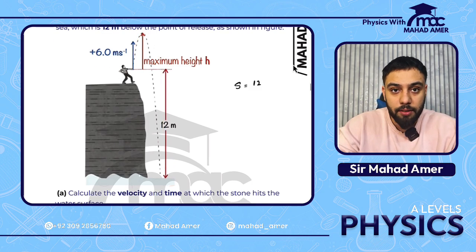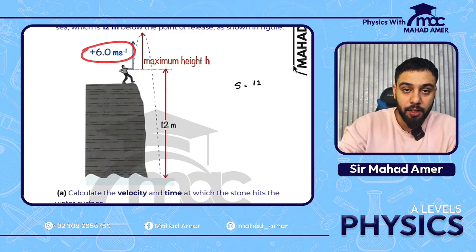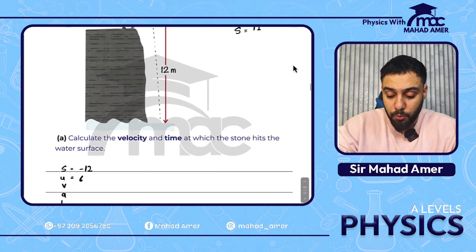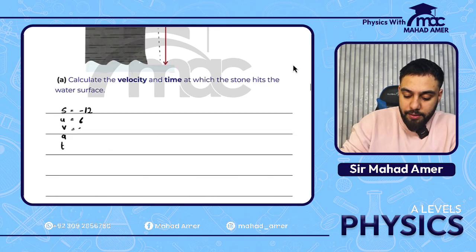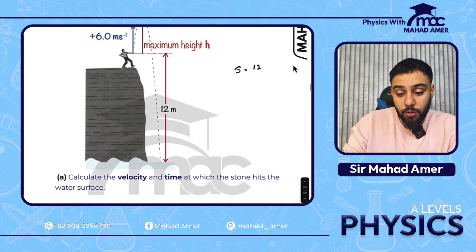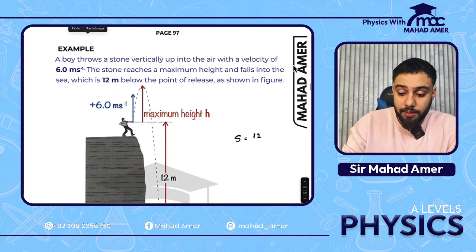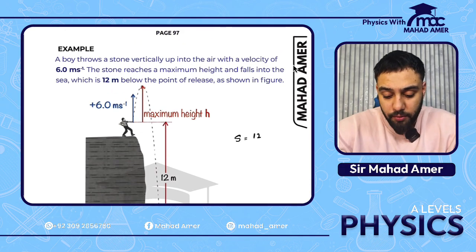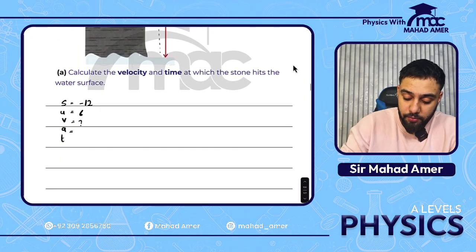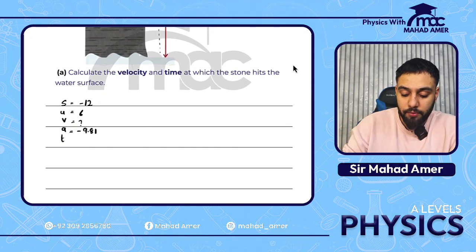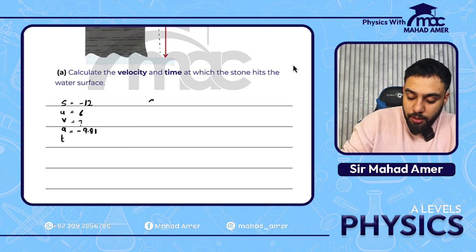So I'm not going to take something else. It's going to be plus 6 for this point. Final velocity, I don't know. I need that. Acceleration, I definitely know. There's no air resistance present and the upward velocity is positive, so acceleration is supposed to be taken as negative. Acceleration is going to be negative 9.81.